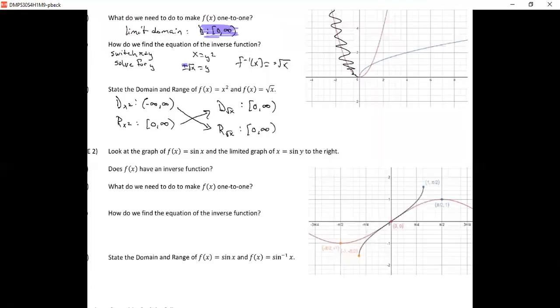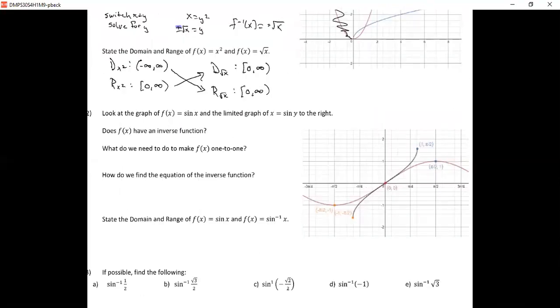Now, how this applies to trigonometry: the graph of sine of x is not an inverse function. If we take a look at the graph of sine of x, it's not a one-to-one function. Because it's not a one-to-one function, it cannot have an inverse. So just like before, we're going to limit the domain. Let me go ahead and answer this. No, it's not one-to-one. Since it's not one-to-one, we must limit the domain.